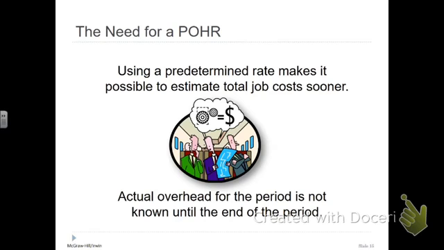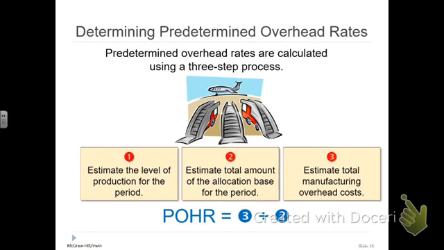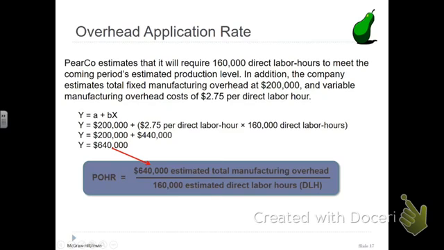Note, this is an important note: actual overhead costs for the period are not going to be known. I'm going to have to quote this beforehand, make an estimate of what my costs are going to be, and I'm not going to know what my actual costs are till later. Okay? So what we need to do to calculate those overhead rates is the first thing we need to do.